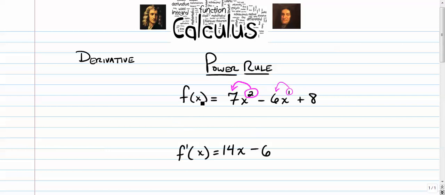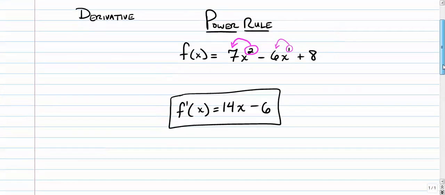So the derivative of f of x, in this case 7x squared minus 6x plus 8, is 14x minus 6. It's that simple. Let's try one or two more here. Example 2.